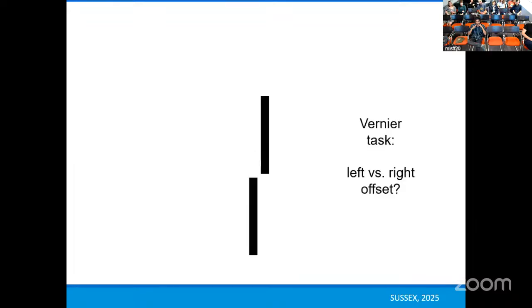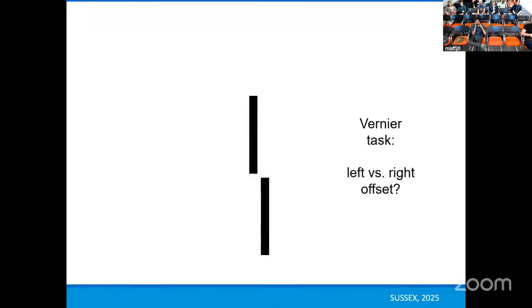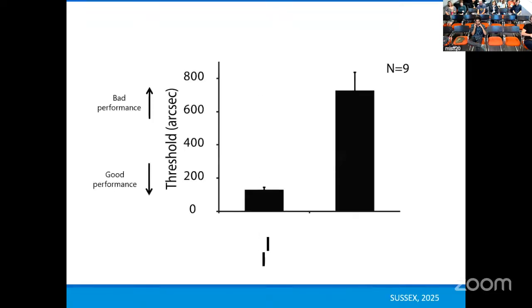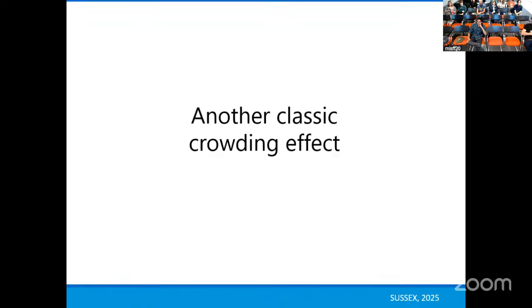We have another task. Here you need to say the lower line is to the left, so you push the left button. Here you push the right button. And our threshold here is around 100 arcseconds. What we do next is we have a square and we just surround it by squares. And you can see again, crowding is really ubiquitous. It's always there and it always exerts super huge effects. So you see we go from 100 to 700 arcseconds. That's a factor of 7. A huge effect in some way. Good. Nothing special, it's just another crowding effect.